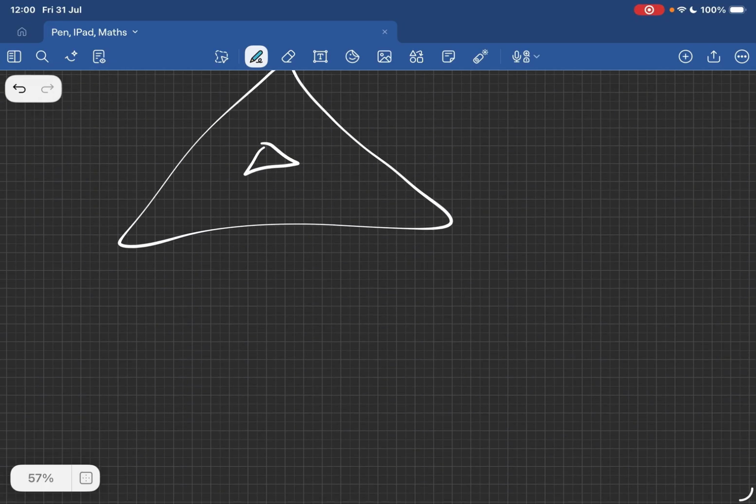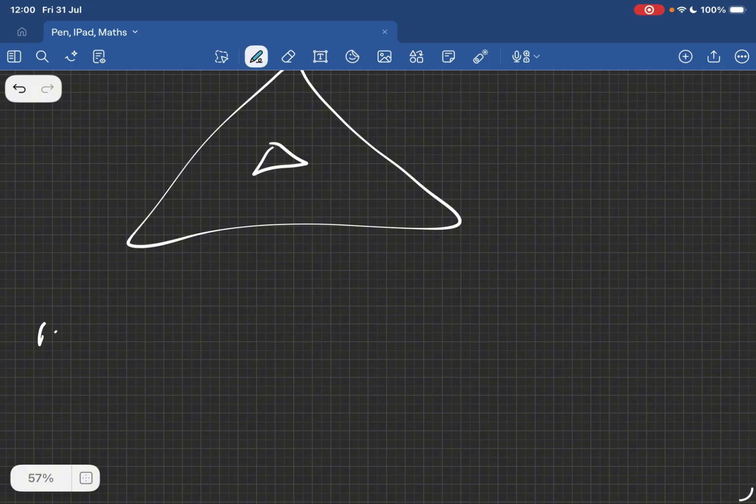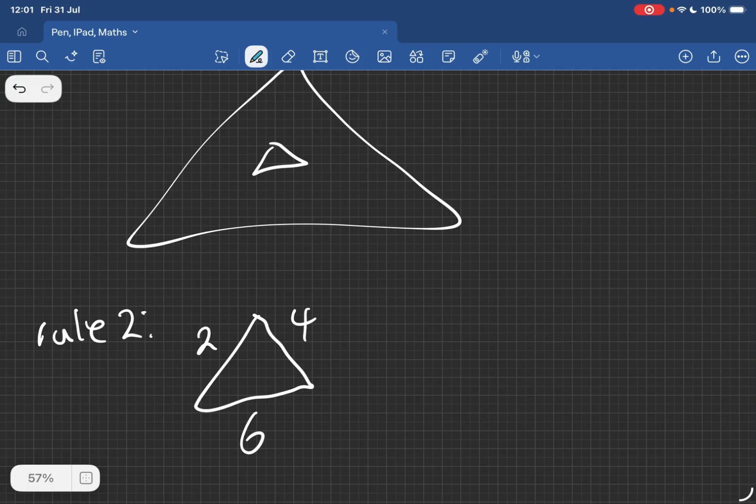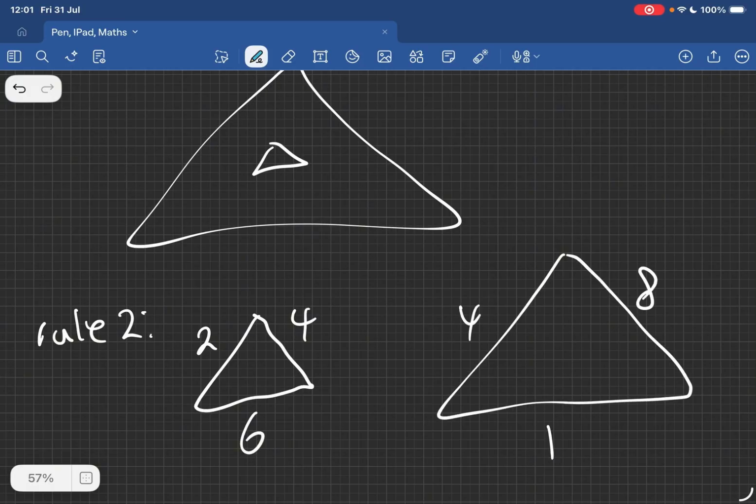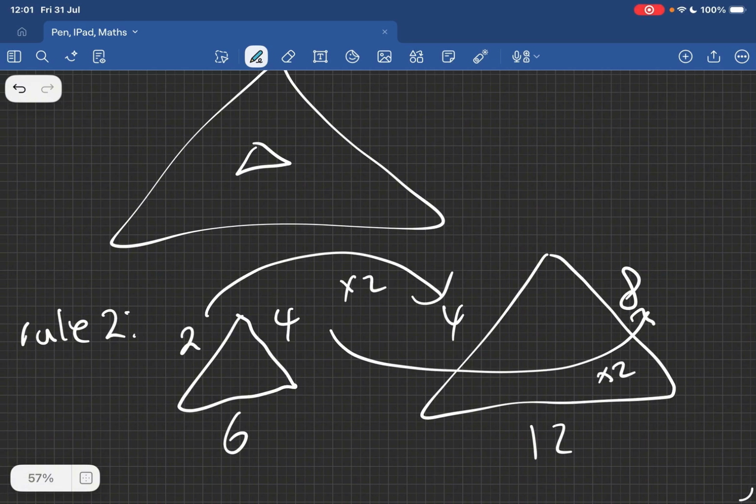And this next rule is to do with that. If you have a look at the side lengths, 2, 4, and 6, if they share a scale factor, what does that mean? Well, here every side length has been timesed by 2. So here our scale factor is 2. If all sides are proportional, which means they're sharing the scale factor, then they are similar shapes.